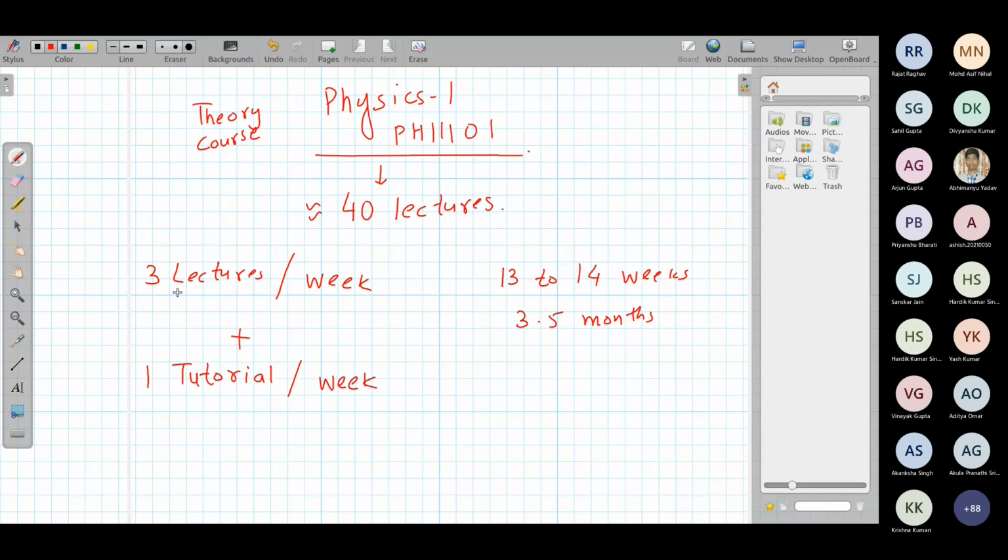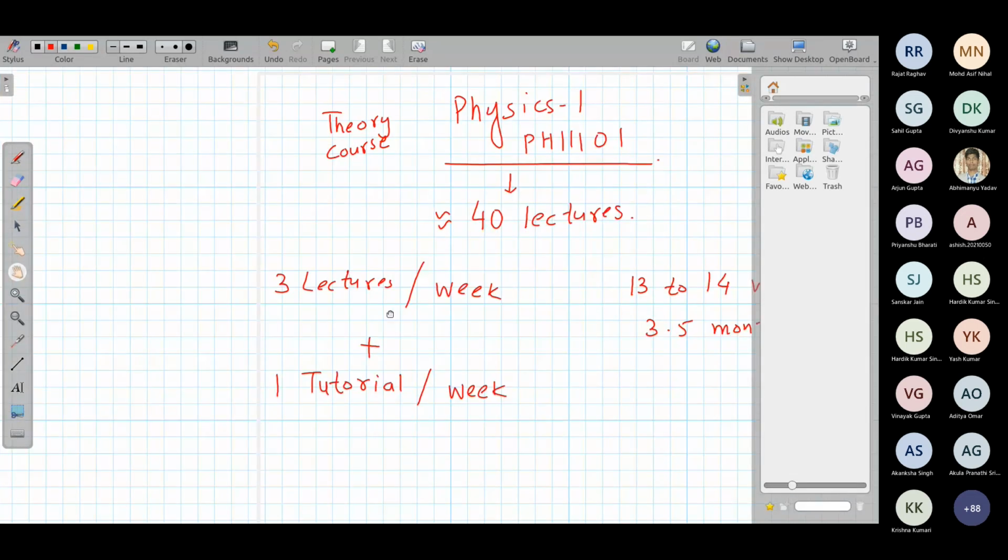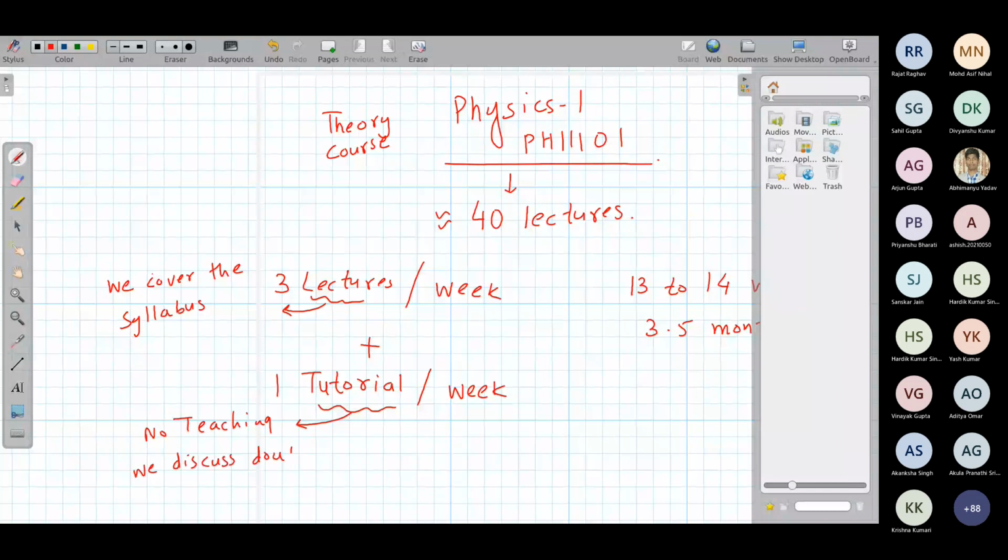What is the difference between lectures and tutorials? A lecture is the class where we teach you new things; I mean, where we cover the syllabus. In each lecture we cover a new topic. What about a tutorial? We do not teach anything new, but we discuss doubts, numericals, and anything like that.